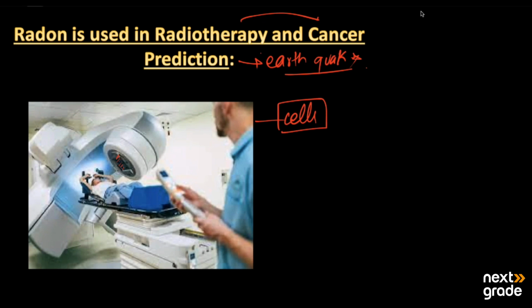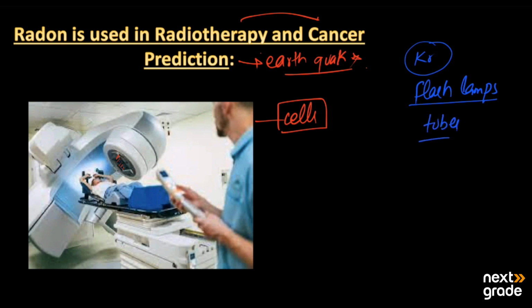The last gas is the krypton noble gas. Krypton is also used in flash lamps, as well as in fluorescent tubes, the tubes that are used to produce the glow. In these tubes we use the krypton noble gas.